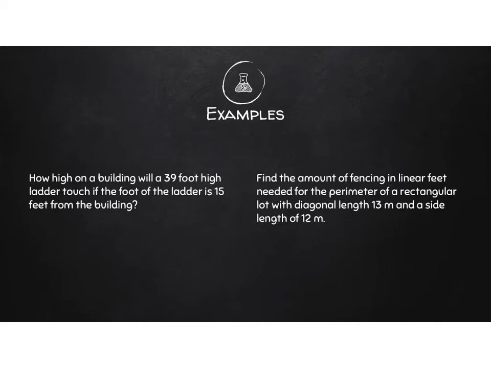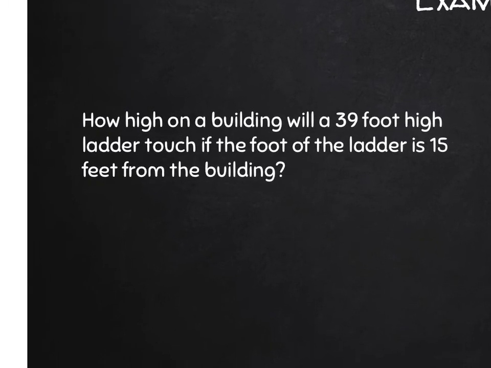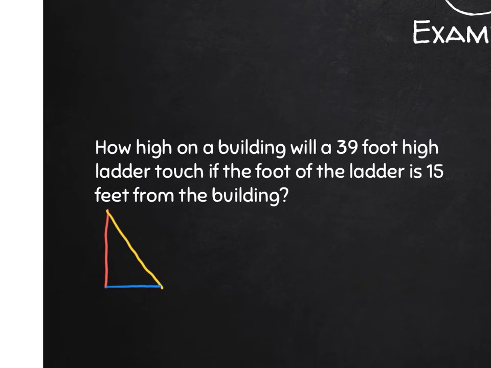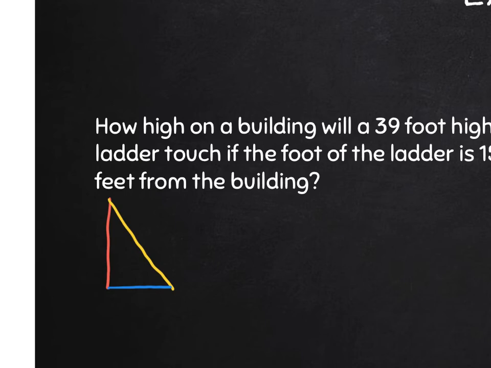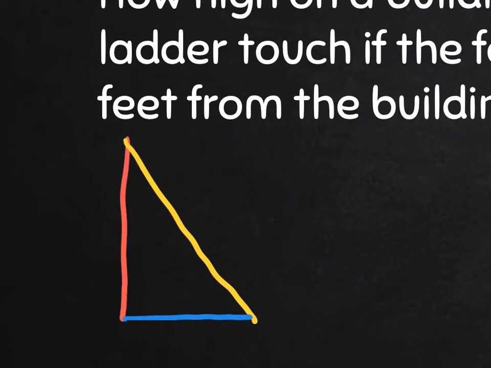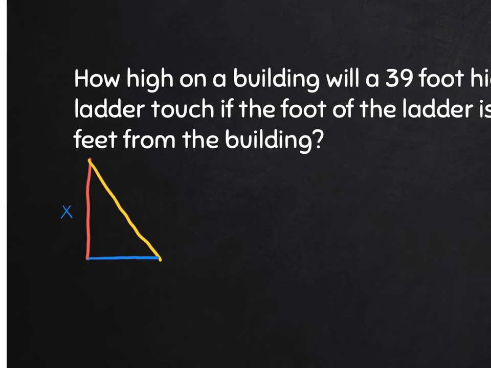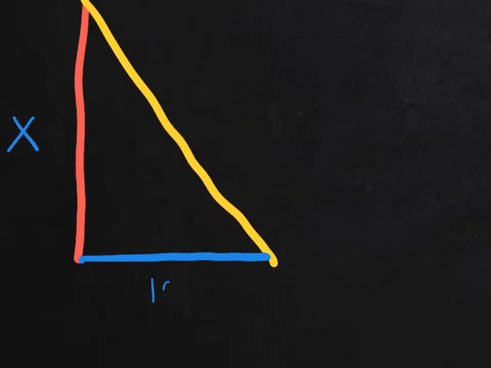We're going to do a few word problems. On this first example, we want to know how high on a building will a 39-foot ladder touch if the foot of the ladder is 15 feet from the building. So here's what my picture looks like. My building is our variable. We know the foot of the ladder is 15 feet.